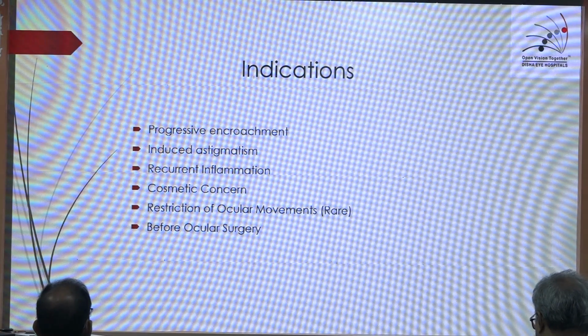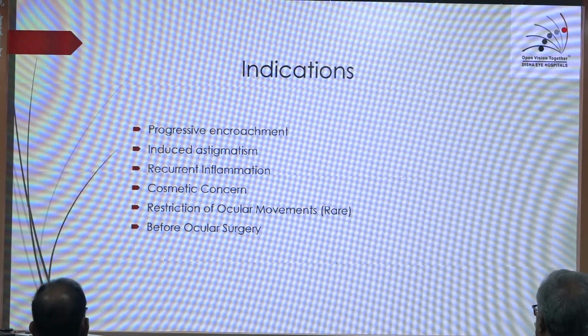From a cosmetic standpoint, visible bilateral growth often causes psychological distress, particularly in younger or working individuals. In such cases, surgery may be justified even in the absence of severe visual loss. Restriction of ocular movement is rare, and occurs because of conjunctival fibrosis. Finally, before ocular surgery, removal of pterygium is recommended.